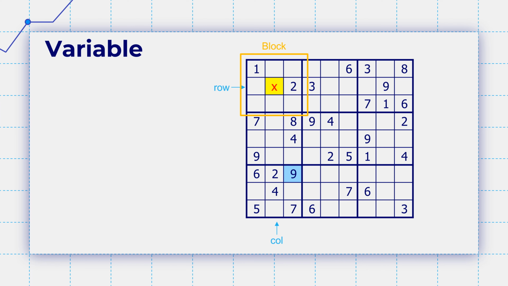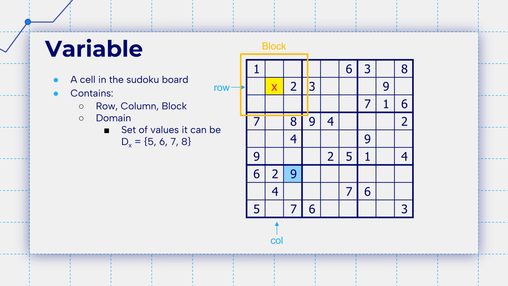The first class we're going to talk about is the variable class. A variable is a cell in the Sudoku board, for example, the X that is highlighted in yellow. It contains the row and column position of the cell and the block the cell belongs to, like the orange box around the cell X. It also has a domain. Domain is another class, which is a set of values the cell can be. Here, the X domain, aka the values X can be, is 5, 6, 7, 8. The reason why numbers 1, 2, 3, 4, and 9 are not in the domain is because they're present in either the same row, column, or block.